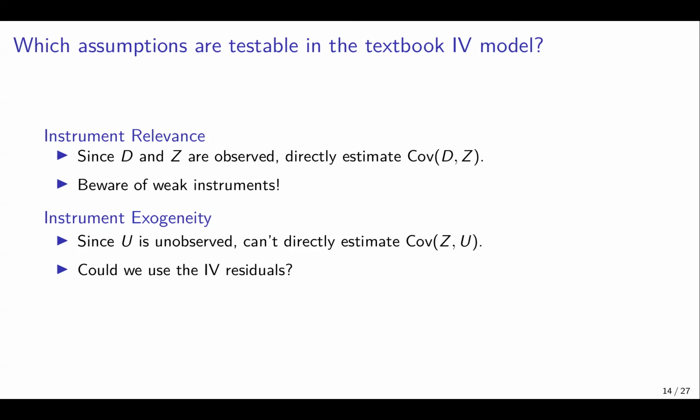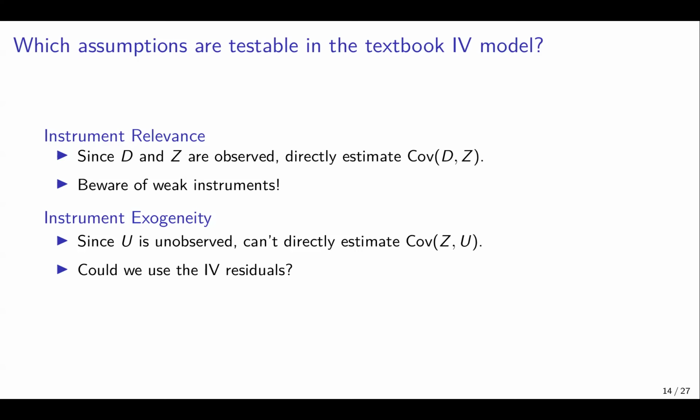Of course, we need to be aware of weak instruments. That raises all kinds of issues for inference. It doesn't raise issues for identification, though. So the Wald estimand is going to be perfectly well defined whenever the denominator is not zero. So this particular assumption is testable, and life is relatively easy.